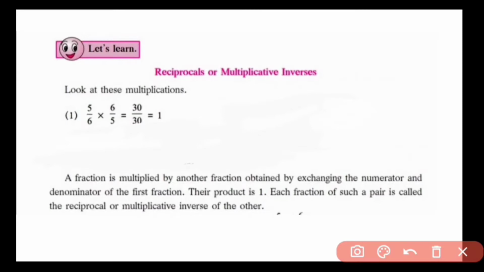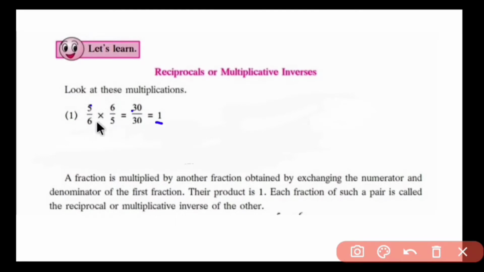In multiplication, we multiply numerator with numerator and denominator with denominator. So if you multiply numerator with numerator, that means 5 multiplied by 6, we get answer 30. 5 sixes are 30. And 6 multiplied by 5, again the answer is 30. And 30 upon 30, answer is 1. When numerator and denominator are same, the answer is always 1. Okay, so this is when we do the multiplication.